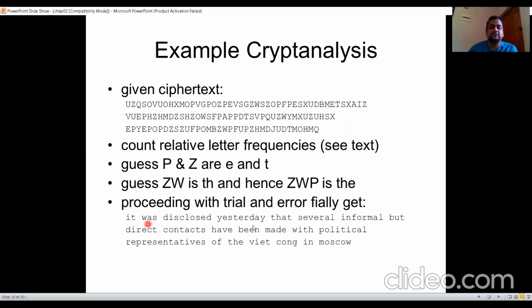It was disclosed yesterday that several informal but direct contacts have been made with political representatives of the Viet Cong in Moscow. Now, this is called the cryptanalysis part: from a ciphertext, by using any statistical method or brute force attack, can you find the plain text or not?